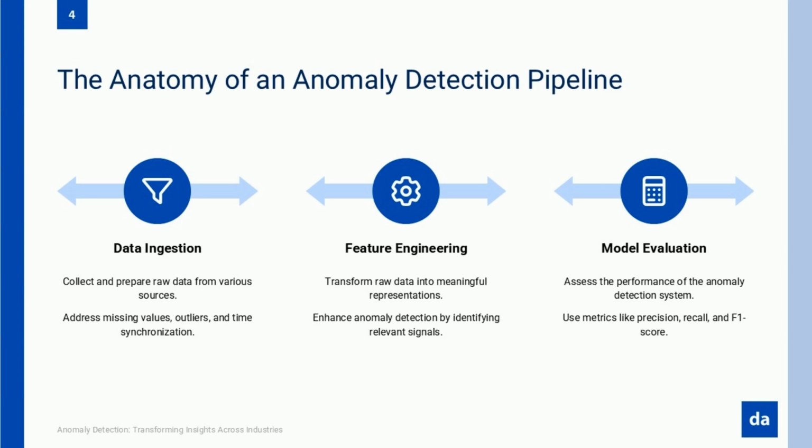Data scientists accustomed to supervised learning sometimes underestimate the importance of feature engineering for anomaly detection. Engineers familiar with rule-based systems might neglect rigorous evaluation protocols, and both might overlook the critical importance of data quality at the ingestion stage. Building an effective anomaly detection system requires a holistic approach, one that considers each component in relation to the others and to the specific operational context where the system will function.